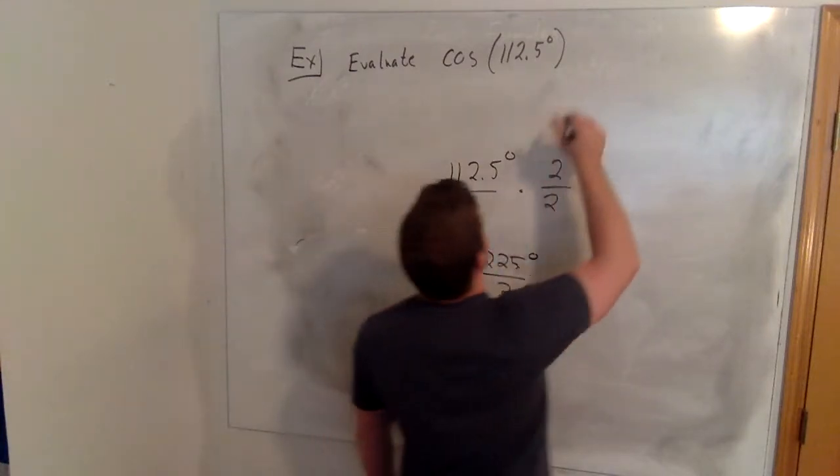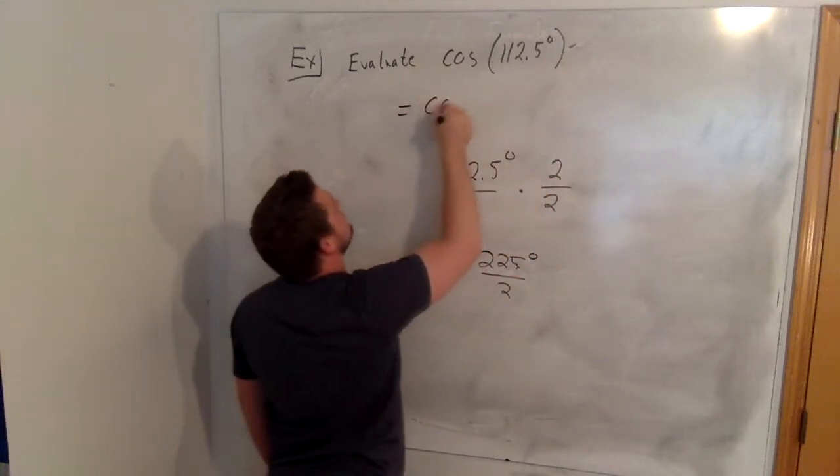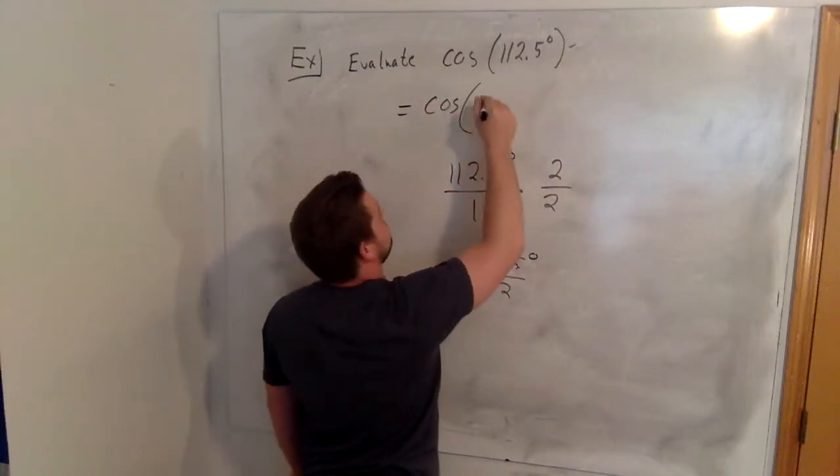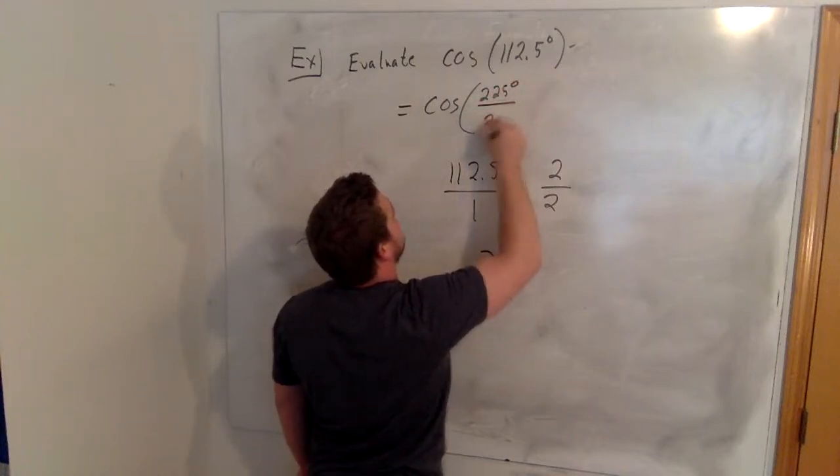So that's what we're going to do. We're going to write this. This is equivalent to the cosine of 225 degrees all over 2.